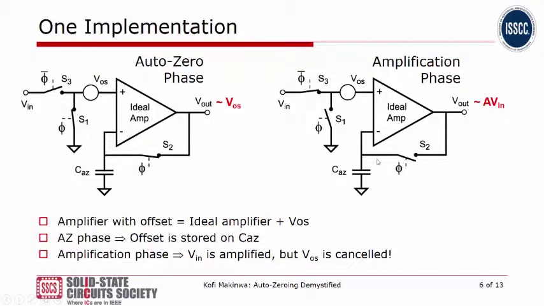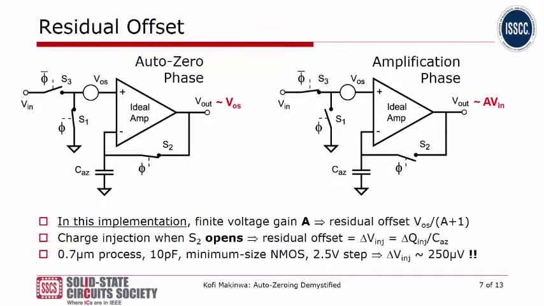Now during the amplification phase, we open switches S1 and S2, and the result is that the stored offset voltage on C auto-zero actually cancels the amplifier's own offset, and so the amplified voltage at the output of the amplifier is proportional to the input signal multiplied by the amplifier's gain. So basically we have cancelled the amplifier's offset. But yeah, nothing is so simple. So now we have to talk about the fine print.